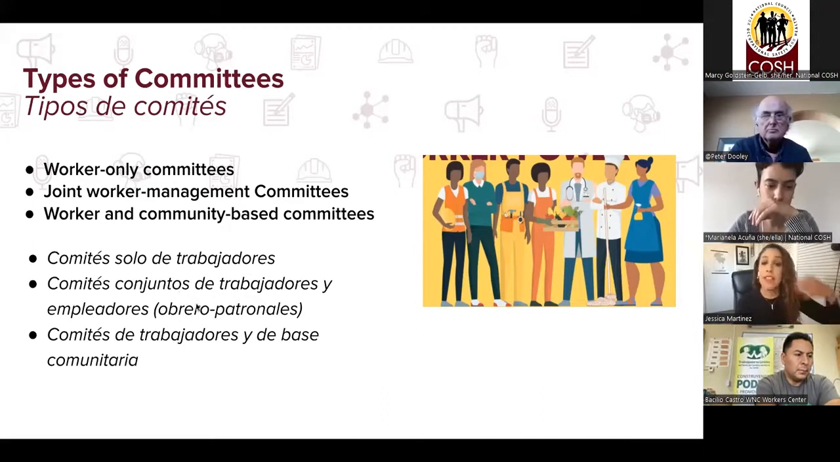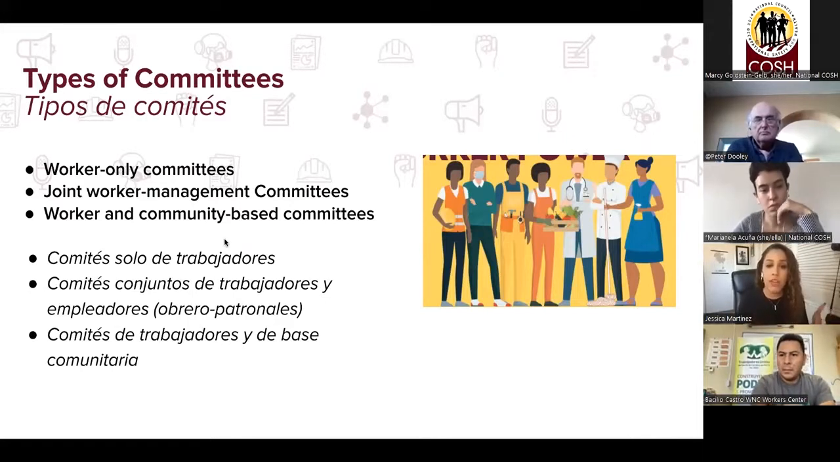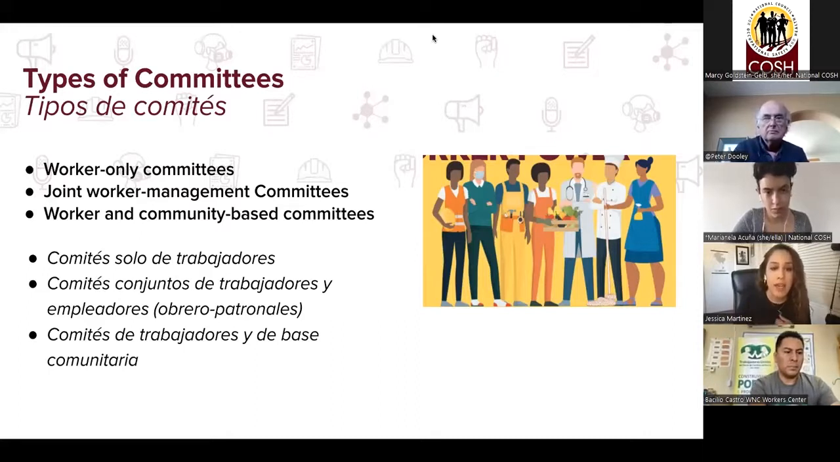So that's the worker only committees. We also have joint worker management committees, which can review and advise the health and safety programs in a workplace or multiple workplaces. It's important to note that typically when you have a worker management committee, they are often set up by a union contract or by law. And we'll get to some examples of both type of committees.